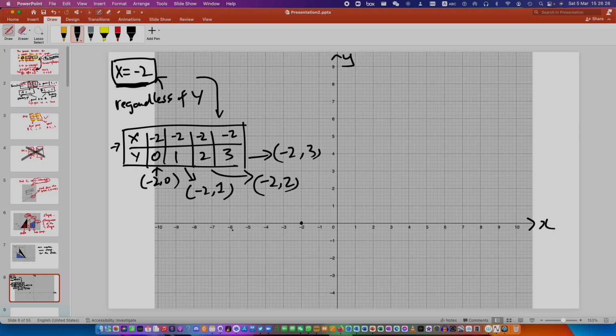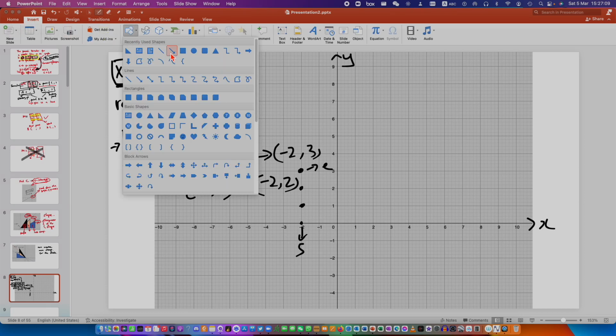-2 and 1. -2 first, and 1. 1 or negative 1? 1. So where? Here. I asked for 1, not negative 1. -2 and 2. Here. -2 and 3. Here. Okay, good. So how do you link up the points? Where's your starting point? Where's your end point? The 3 there. So how do you link up? A line.